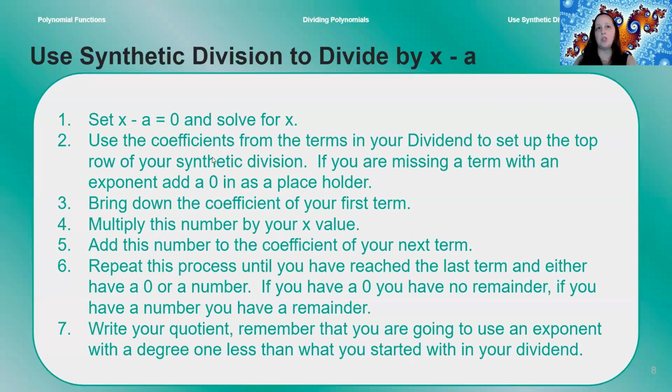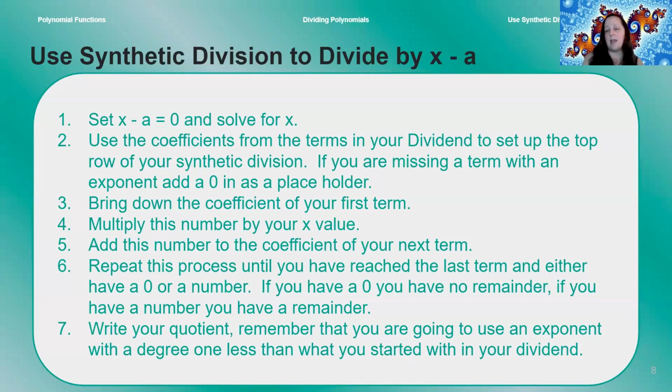But you also want to make sure that you've got that 0 in as a placeholder. So if I went 3x squared, no x term, and then 4, I would put 3, 0, and then 4 in my top row. Okay. I bring down the coefficient of my first term. I multiply this number by your x value. Okay. I add this number to the coefficient of my next term and repeat the process until I've reached the last term and either have a 0 or a number.